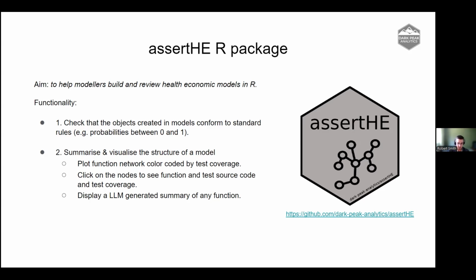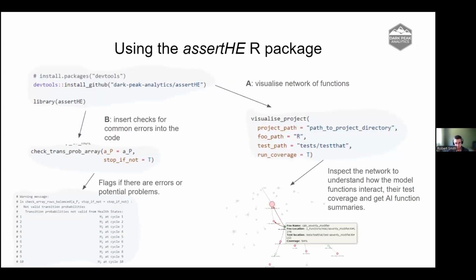So I said in the earlier topic on the packages that the model is just a series of algorithms that are either sequential or nested, and being able to understand how those fit together can be quite tricky. And so we built a tool to enable people to do that. So here's the two different use cases. On the left here, we've got how to insert checks into the code. So this is a check trans prob array, which is just writing a check for a three-dimensional time-dependent transition probability array to make sure that it's complying with different rules, and then flagging where there's potential errors.